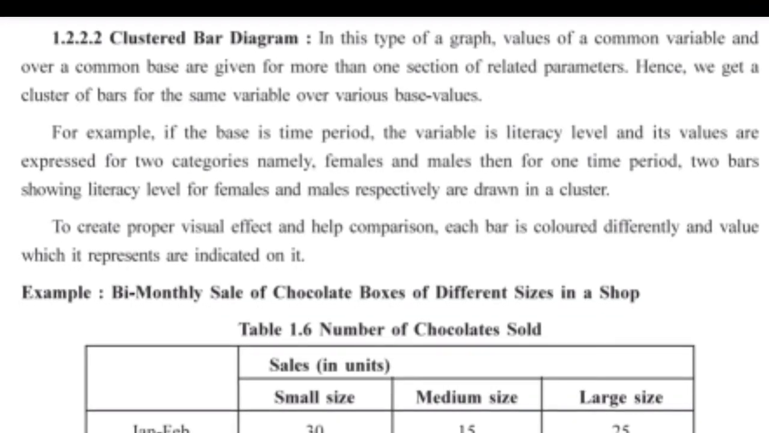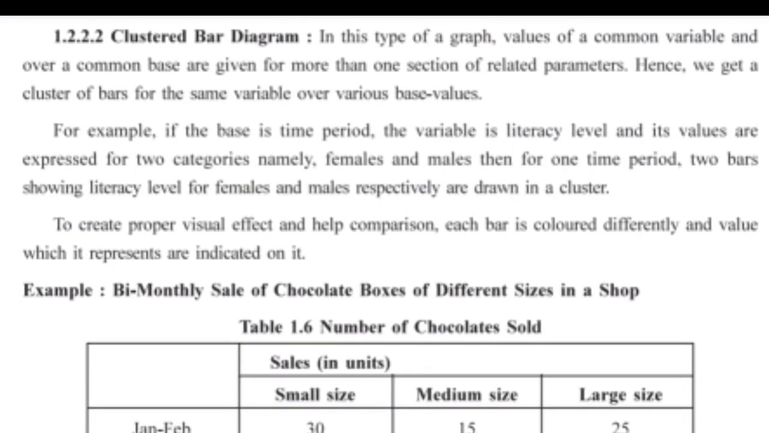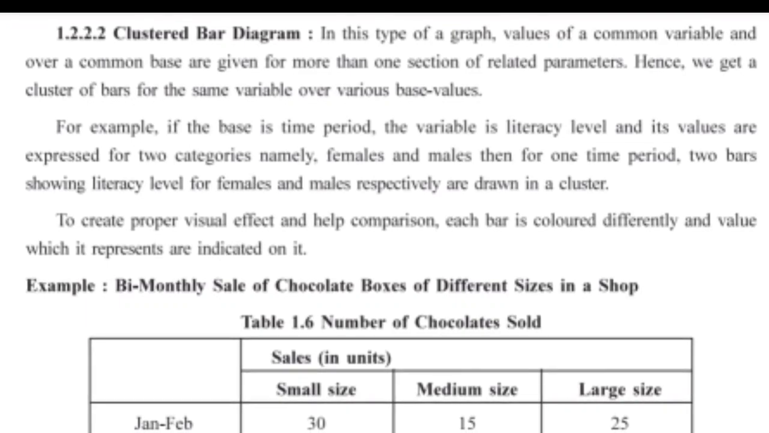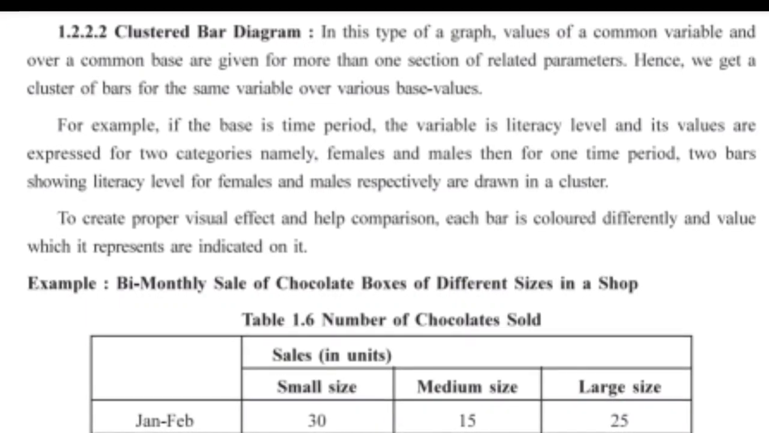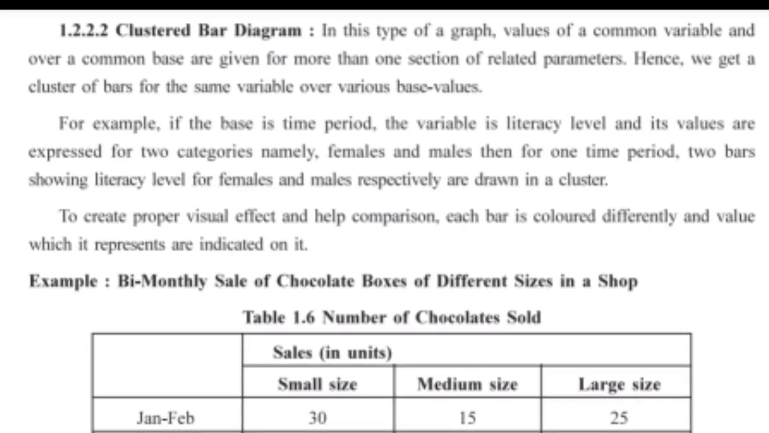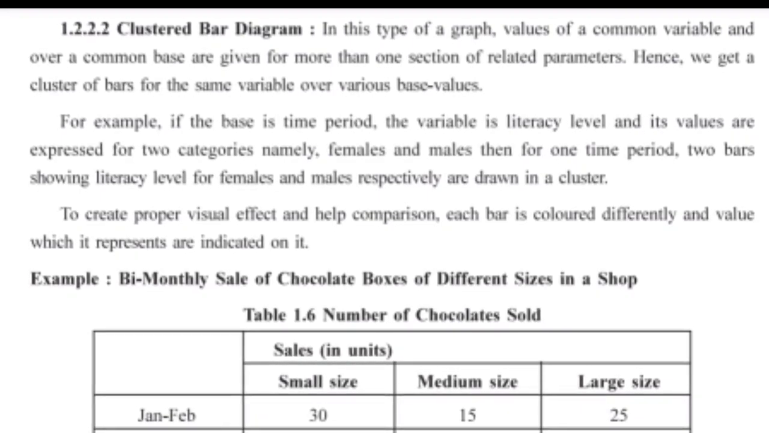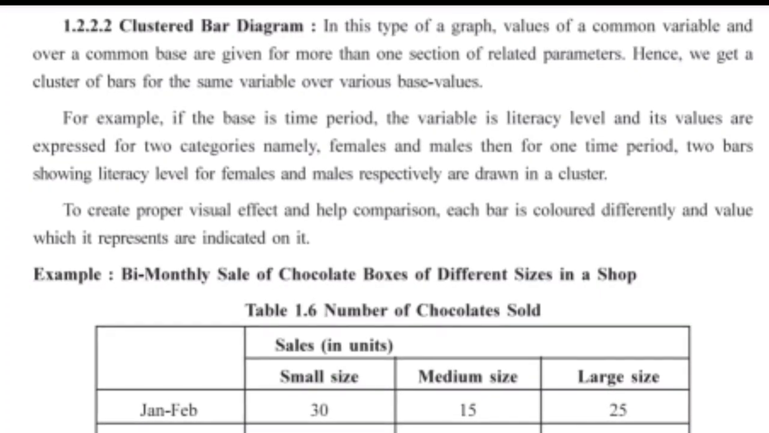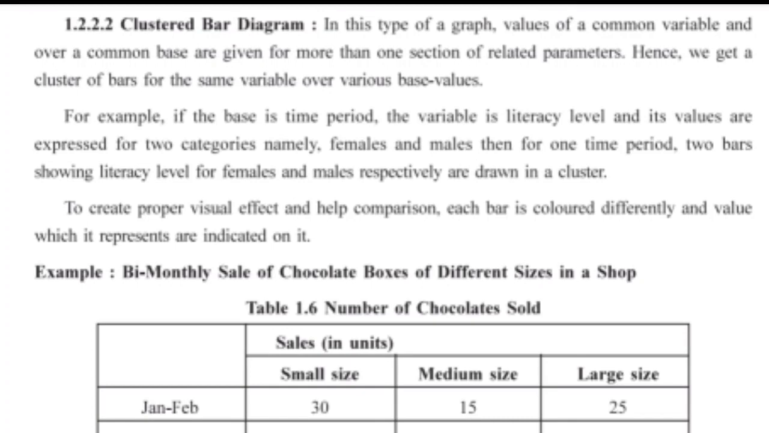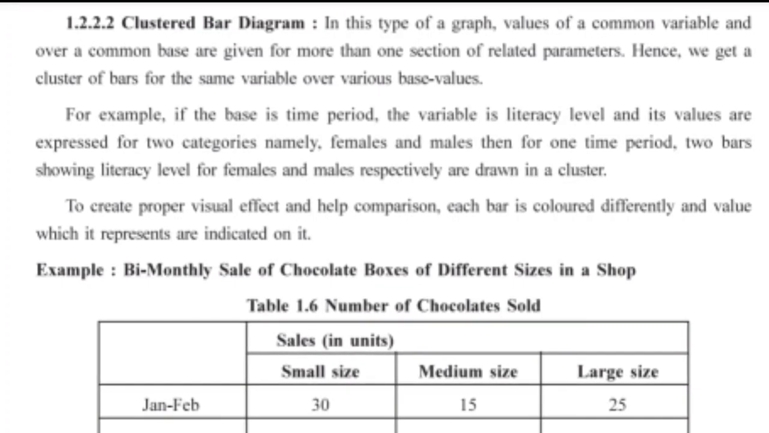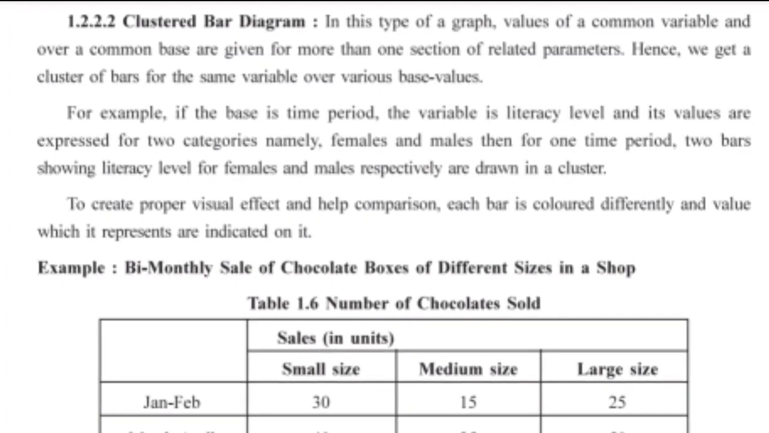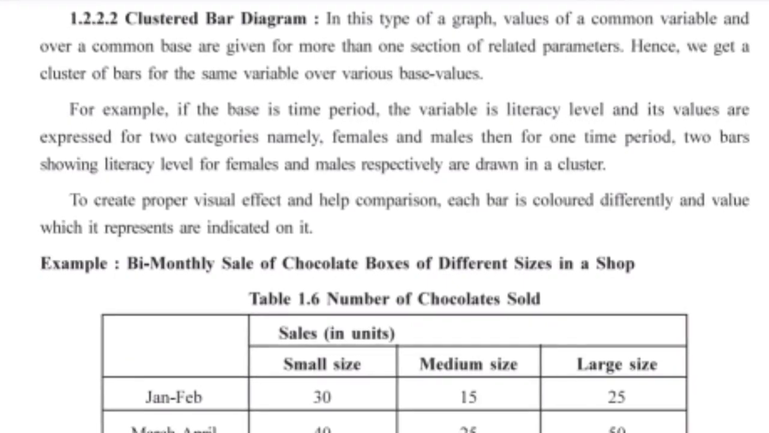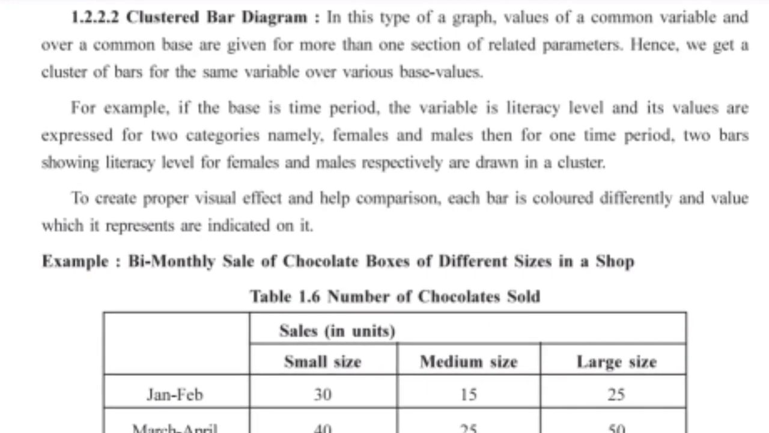Now we are moving on to the second type of bar diagram, that is clustered bar diagram, which means the values of a common variable and over a common base are given for more than one section of related parameters, which means there are given 1 or 2 or 3 pieces of information regarding the data. One example: sales of chocolate boxes of different sizes in a shop, like small size, medium size and large size.